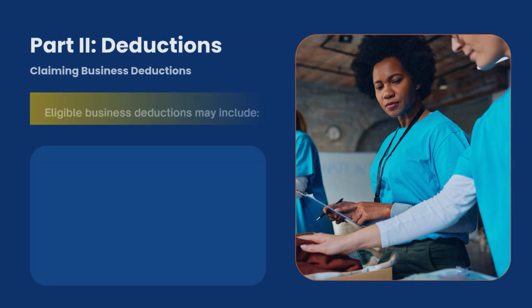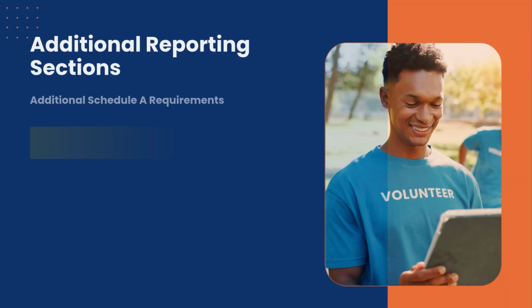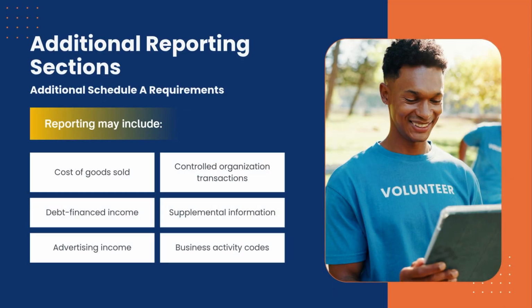Part 2. Deductions not taken elsewhere. This section includes allowable deductions such as salaries and wages, employee benefits, contributions, depreciation, and other business-related expenses. The goal is to calculate the final unrelated business taxable income for that specific activity. Depending on the activity, organizations may also complete sections related to cost of goods sold, debt-financed income, advertising income, controlled organizations, and supplemental information. The IRS instructions include business activity codes and additional reporting guidance.